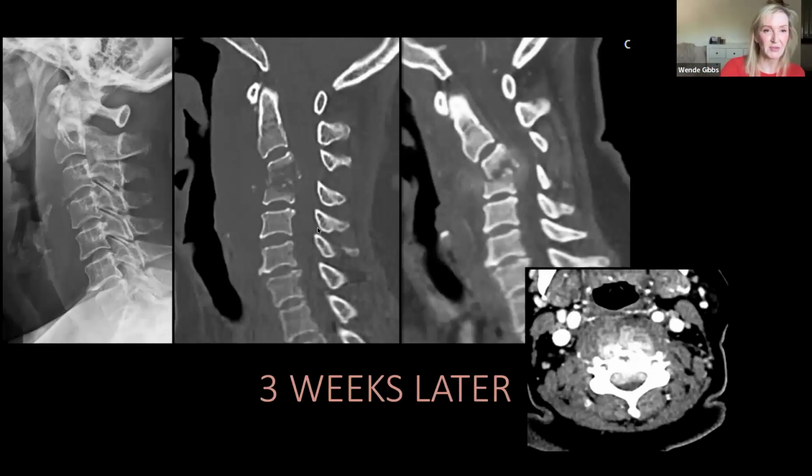So I flipped the x-ray around so it's in the same orientation as the CT. This middle picture right here, 3 weeks. You can see how much has changed. And so that's why these are vital to be able to identify early and treat early.